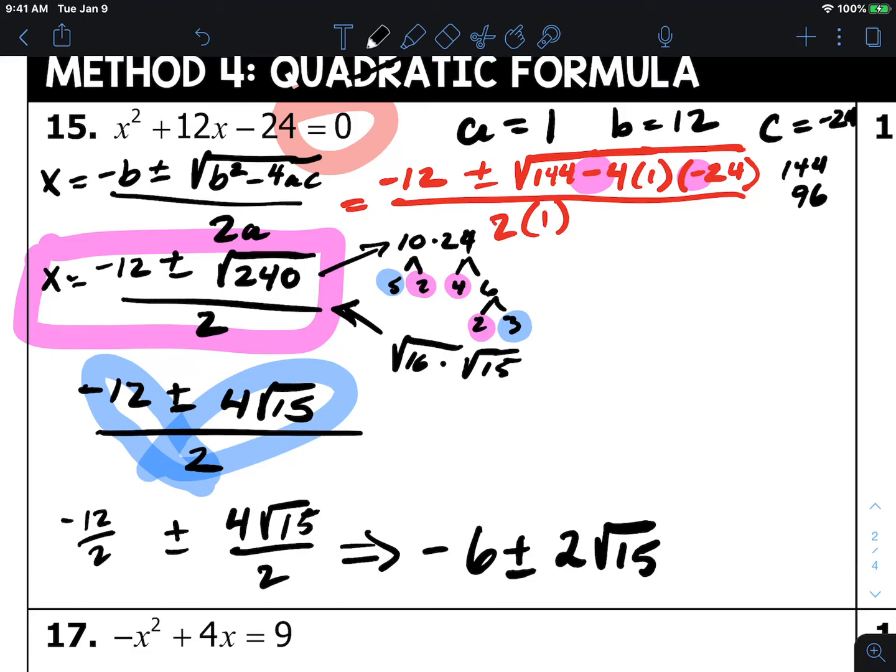And I think that's it. We can't do any more simplifying. We got rid of those denominators. That's our final answer. Okay.